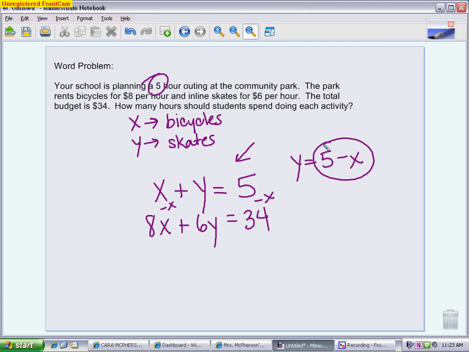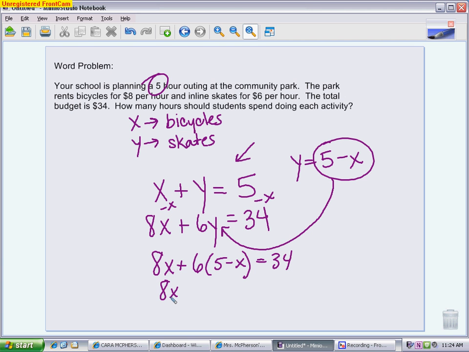I'm going to take you through a substitution just because we just did an elimination and show you how it works that way, but you could go either way. You could do it both ways just to make sure you get the same answer. So I'm going to take what y equals by adjusting the first line, and I'm going to plug it in where you see the y. So I'm going to have 8x plus 6 parentheses 5 minus x equals 34.